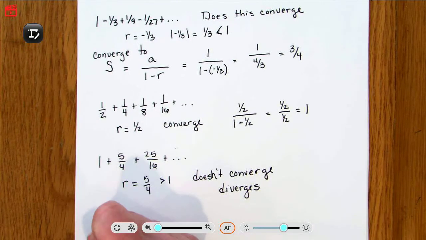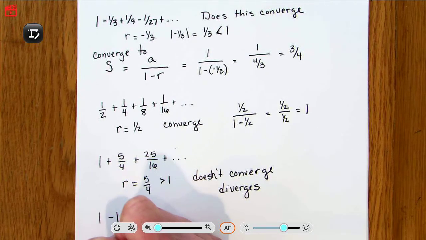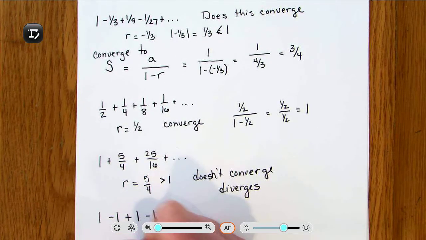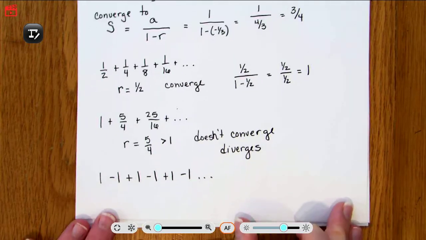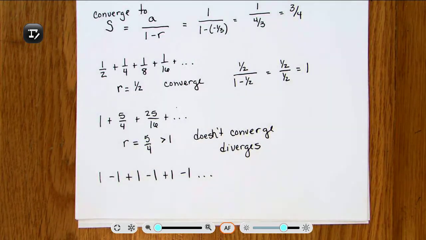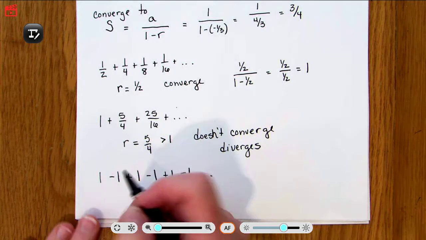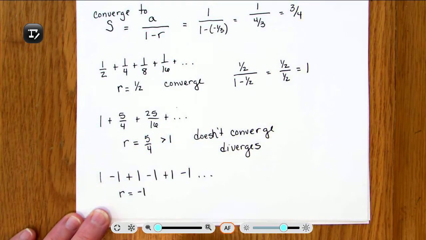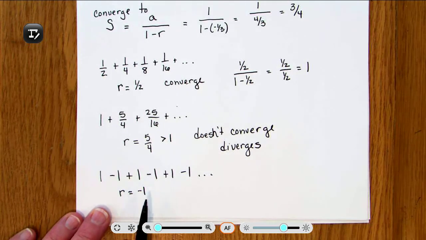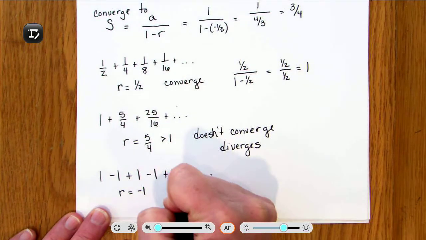I think I'll do one more just so you can see. Okay, this is also a geometric series. In this case, my r is -1 because we're multiplying each one by -1, which in absolute value is not strictly less than 1. So this one will also diverge.